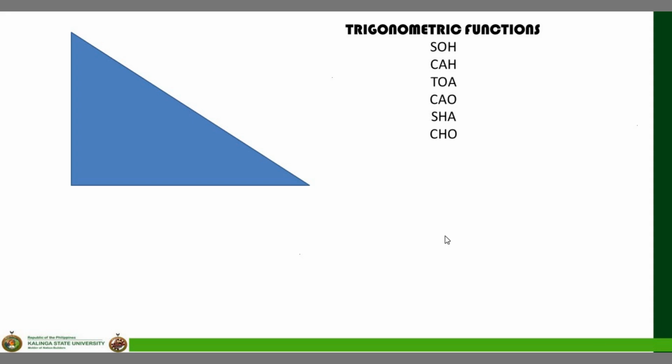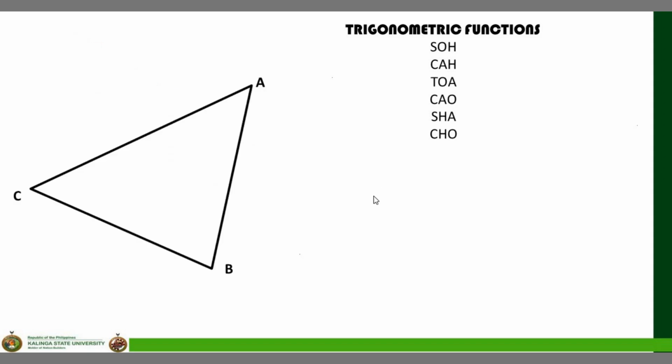Okay, so these trigonometric functions are used for a right triangle. Do not forget that. These trigonometric functions are used for right triangles. What if my triangle is not a right triangle? Let's say this is my triangle. It is still composed of angle A, angle B, and angle C.